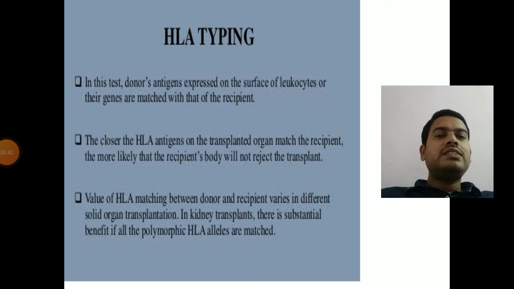In this test, donors' antigens expressed on the surface of leukocytes or their genes are matched with that of the recipient. So same thing I have mentioned. The HLA, MHC complexes and HLA alleles both are sequenced and found to be matched, then only the transplantation will take place. The closer the HLA antigens on the transplanted organ match the recipient, the more likely that the recipient body will not reject the transplant. If the HLA typing is close, that means similar, then the organ that is transplanted will not be rejected by the recipient.